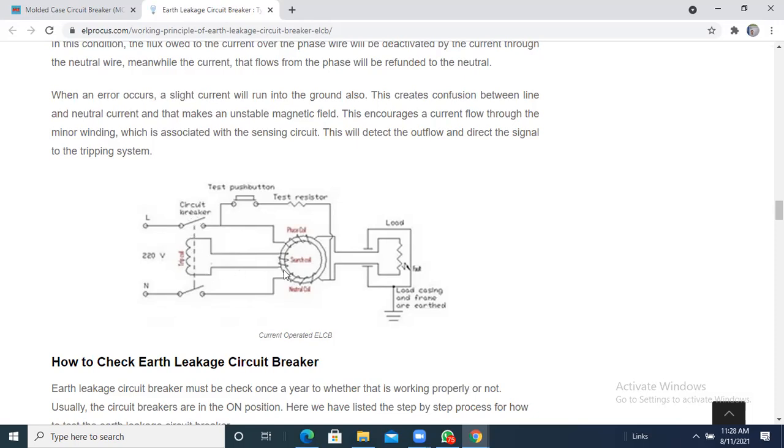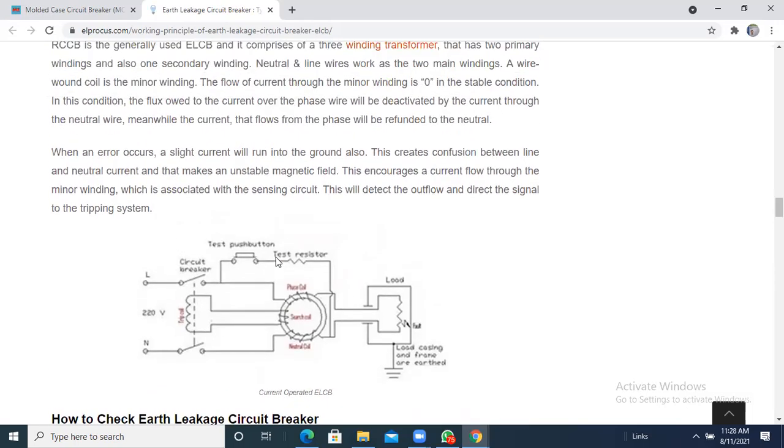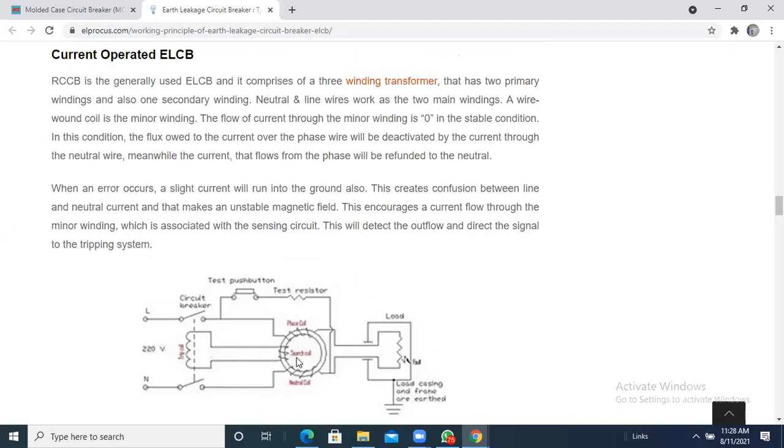In this way, current operated ELCB works. What do you mean by current operated ELCB? If there is a difference current between the phase coil and neutral coil, current will flow in the search coil. If both coil currents are equal, then no current will flow in the search coil, and the circuit breaker will stay in the closed position. If there is a difference of currents in phase and neutral, some leakage current will flow in the search coil, which will magnetize the iron piece and open the circuit breaker. In this way, current operated ELCB will be operated. So in between the supply and the load, there is ELCB.